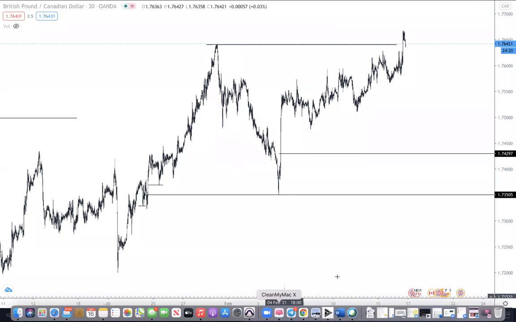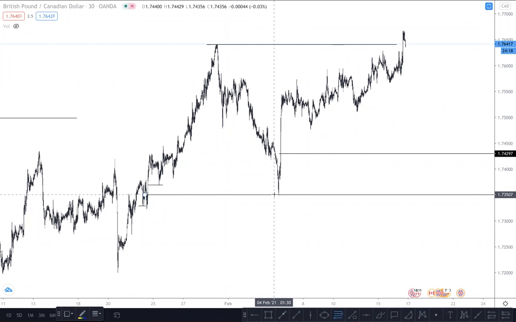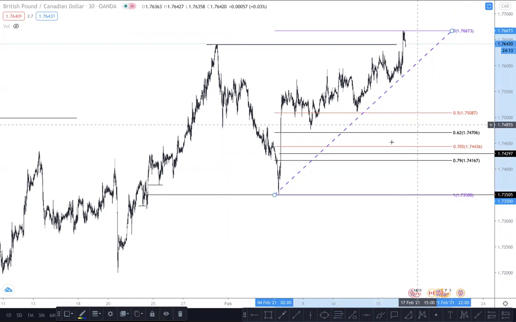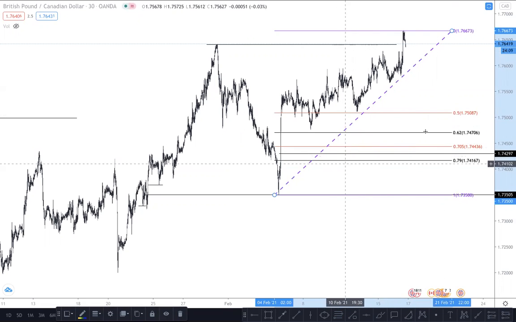If I pull my fib from this low to that high, let's say price is going to revert from that particular area. You see how that sits inside the optimum trade entry. 50, 62, 70.5, 79.